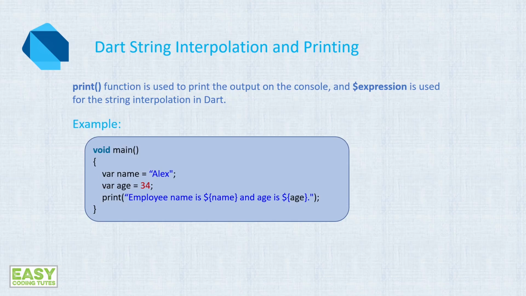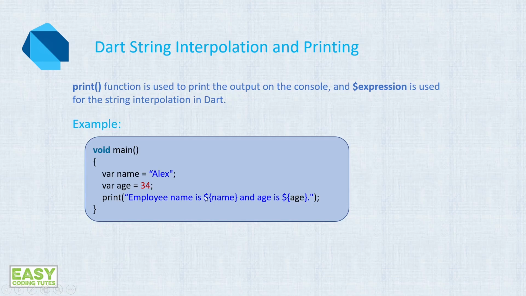So this one is our example. Void main, opening and closing braces are there, and inside that we have our statements. In the first line we have declared a name variable and we are assigning the name Alex to it. We are giving a second variable, age, and we are assigning the integer value 34 to it, and we are printing these name and age values here.